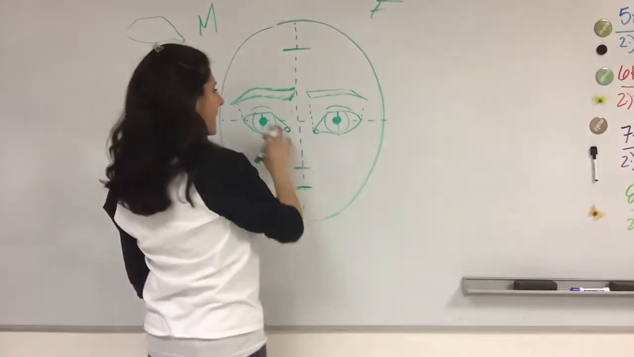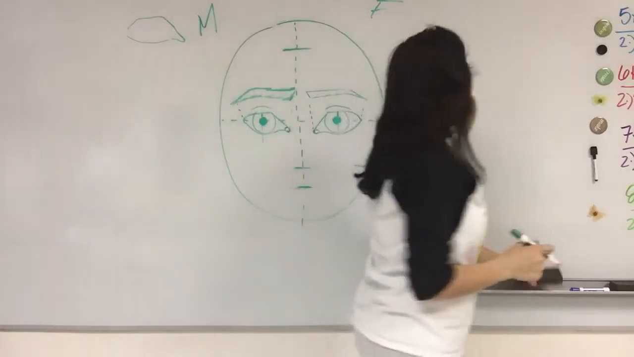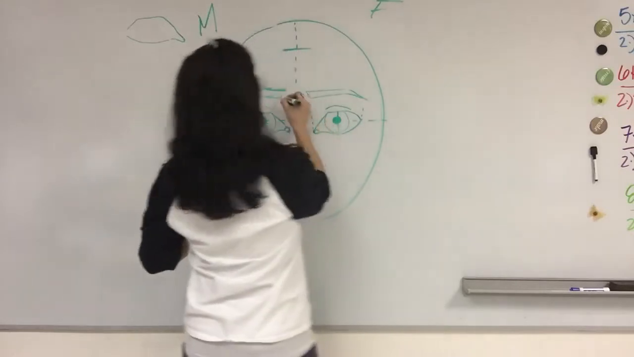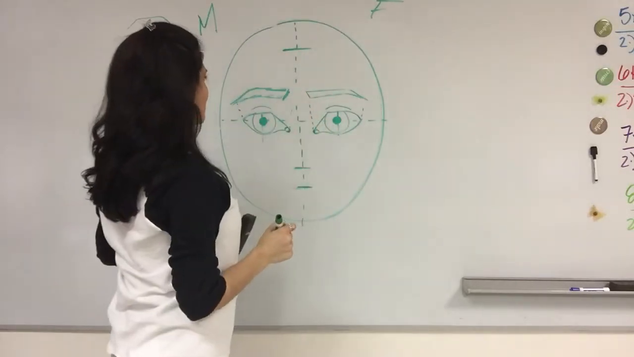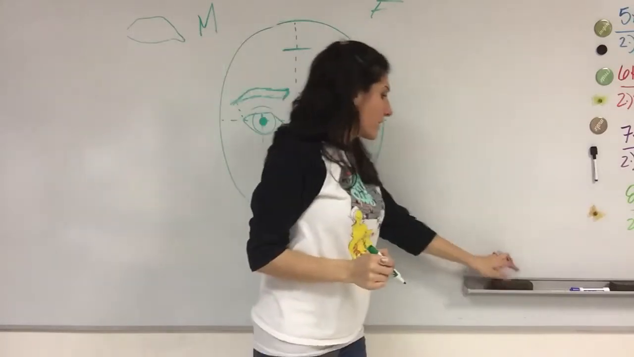Again, I'm sorry, I feel like my eyes are just really big and kind of close together. Usually eyebrows are not that close together, but anyway, I'm just gonna move that guy out a little bit for the sake of this drawing not being super hideous. Okay, all right, moving on from there.